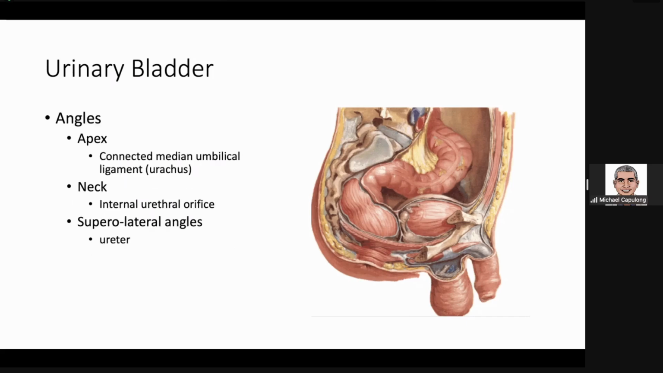The urinary bladder forms angles in its normal location in the pelvic cavity. And within the apex, this is connected to your median umbilical ligament or your urachus, whereas the neck is associated with the internal urethral orifice. Your superolateral angles are seen closely associated with the ureter.